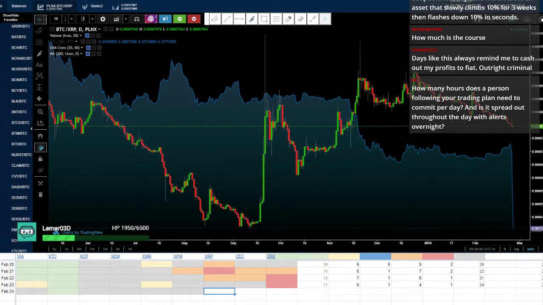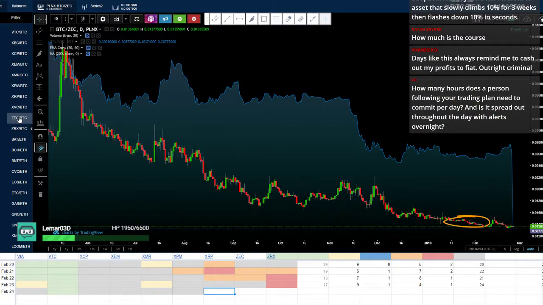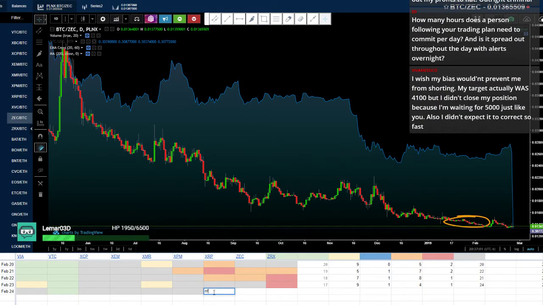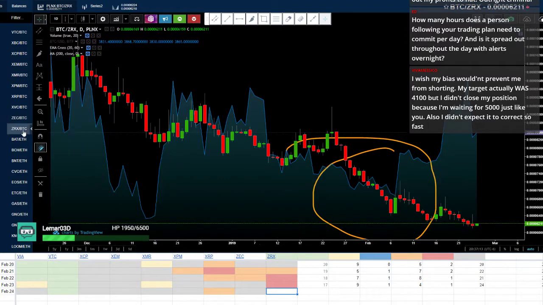Ripple, and roll back down here. So what was Ripple anyway? Still a near fail. Zcash, almost a near fail, but I'm going to put it as neutral. Fail.